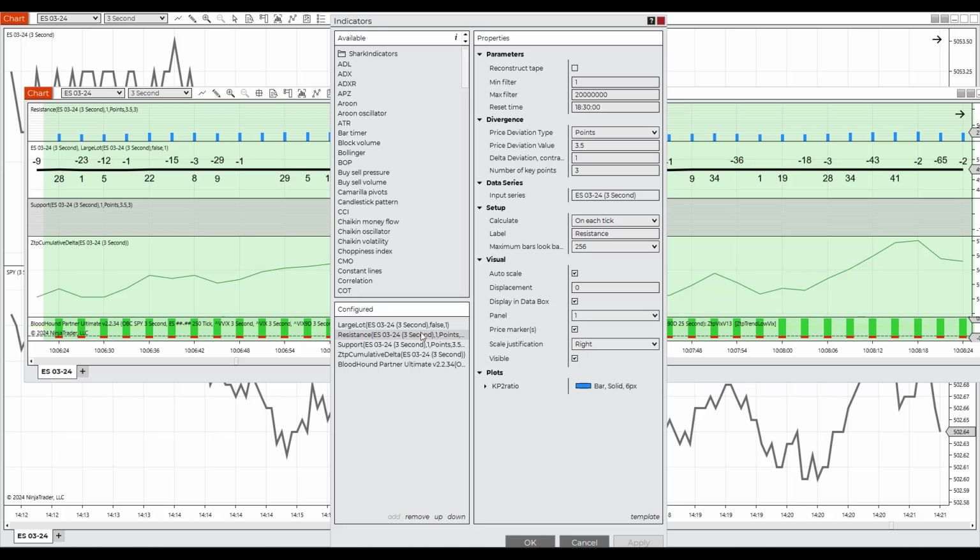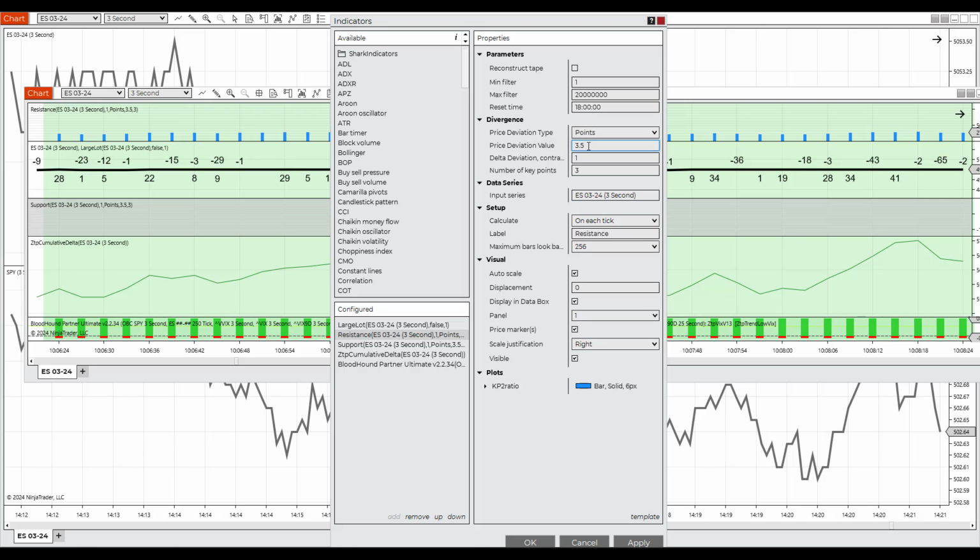The next is going to be the resistance KP2. So for resistance KP2, we want a minimum filter of 1, and then just set the max filter to some very large number. Don't forget your reset time. If you're on Eastern Standard Time, generally just put 1800. If you are some other time, just shift it from 1800 Eastern Standard Time.